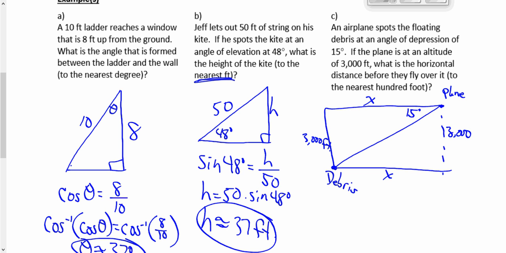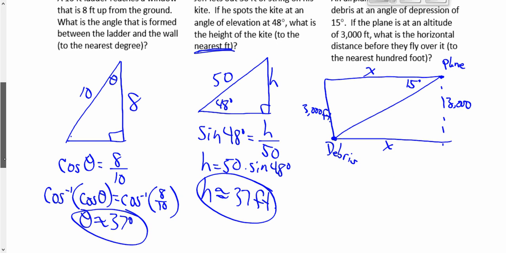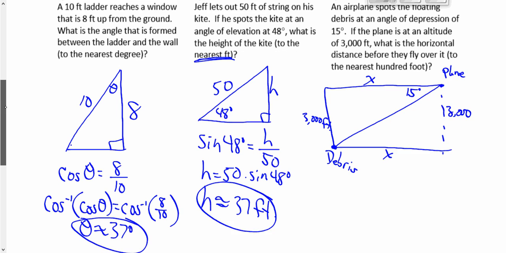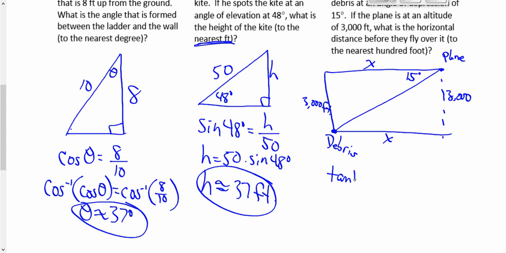Angle of depression. So we're solving for that x. So what function? Go ahead. Okay, so give me the equation. Tangent. Yeah. So tangent of 15 degrees equals 3,000 over x. You know how to solve that, right? What's our next line look like? So what's the next line? X equals 3,000 over tangent of 15. There we go.